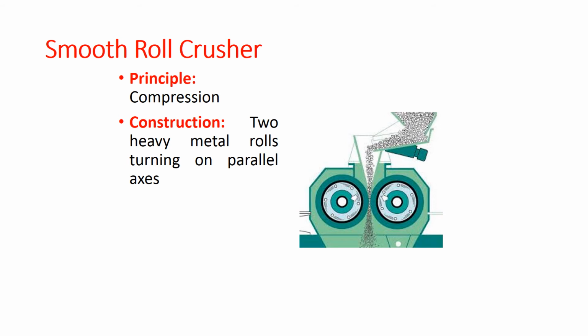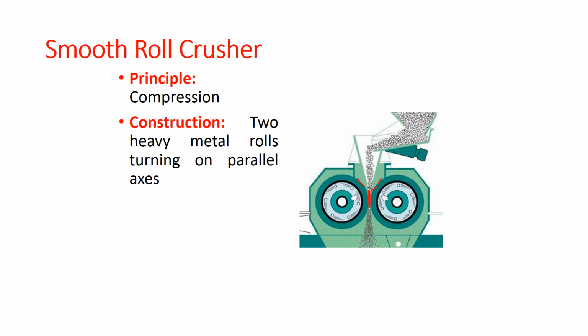And the next is the roll crushers. Basically there are two types of roll crusher: one is the smooth roll crusher, and second is the toothed roll crusher. Again here the principle is compression. Now if you see here in the diagram, there are two heavy metal rolls. They are turning on parallel axes and in opposite directions. The speed of both the rolls is also the same. The material is taken from here, and this region is known as the slip region, where the material is taken in.